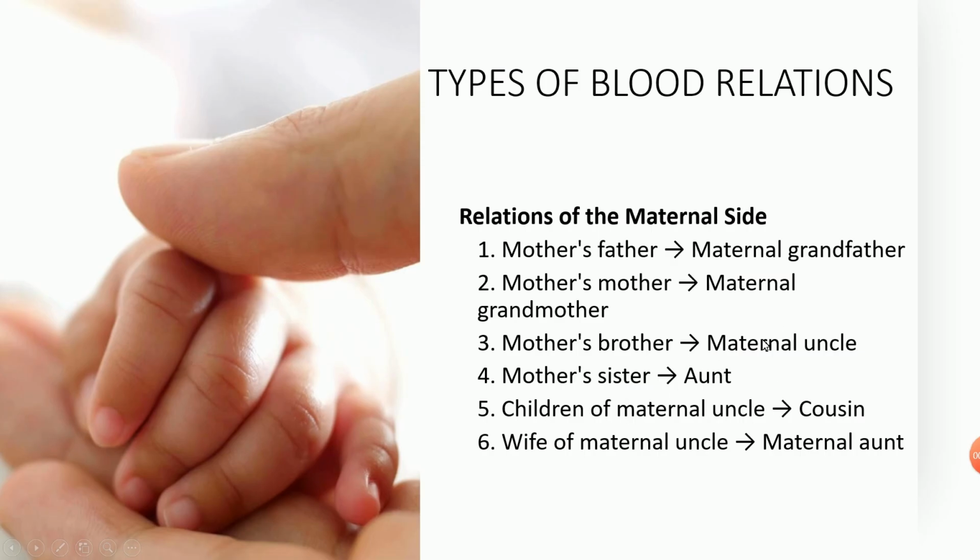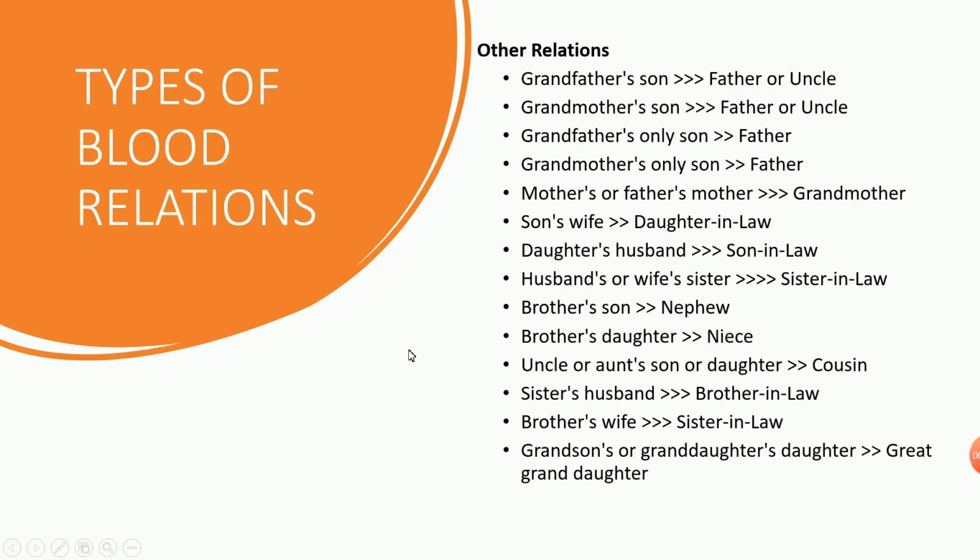So children of maternal uncle also cousin. Wife of maternal uncle, so please see the difference here. Mother's sister is called directly as aunt, but wife of maternal uncle called as maternal aunt. So we cannot call mother's sister as maternal aunt. So please see the difference. அதனால while marking the relationships, you please keep all these pointers. Next one, others. So general are these things.